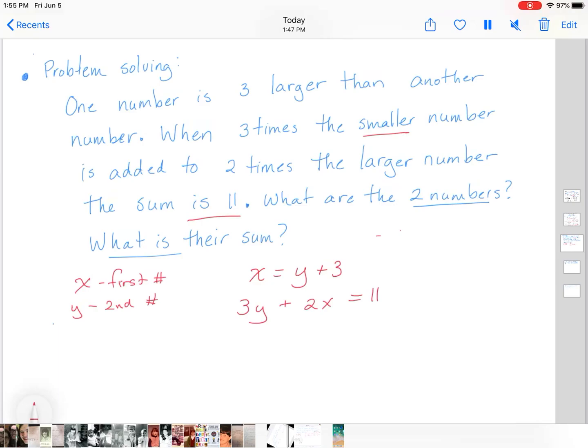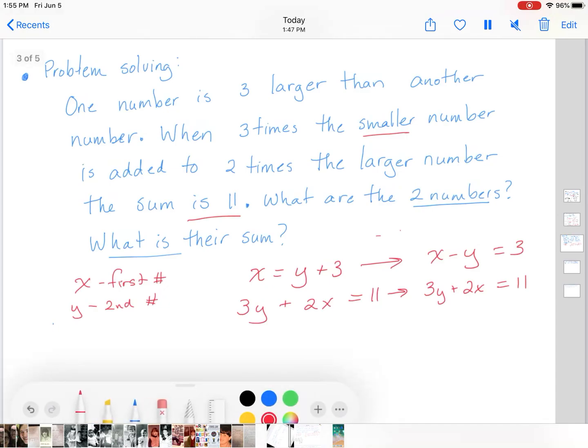We're going to rewrite this so that we have the variables lined up correctly. So x minus y equals 3, and then writing the second, wait, I want to line them up, so I'm going to erase that. Just give me a second here. I want to line them up. So 2x plus 3y, because it's plus, it doesn't matter the order.